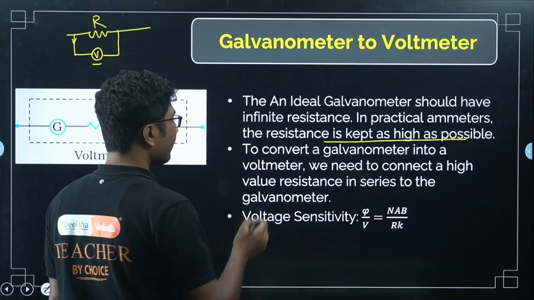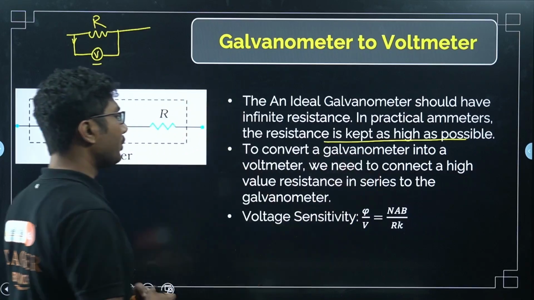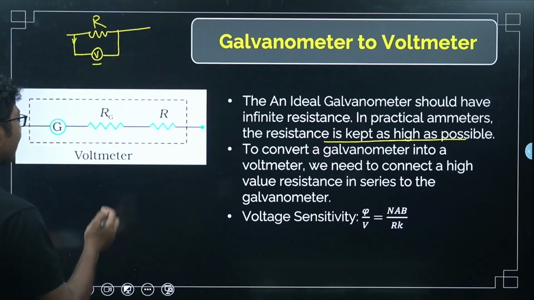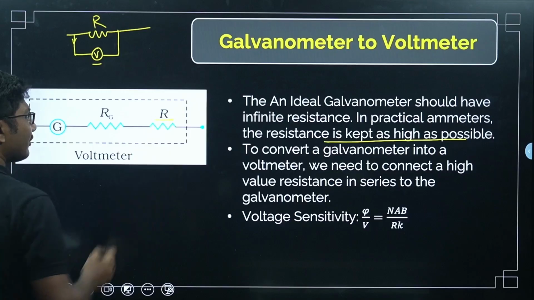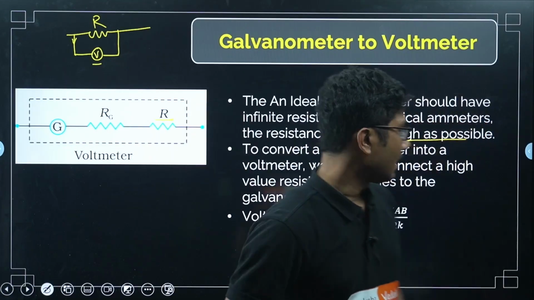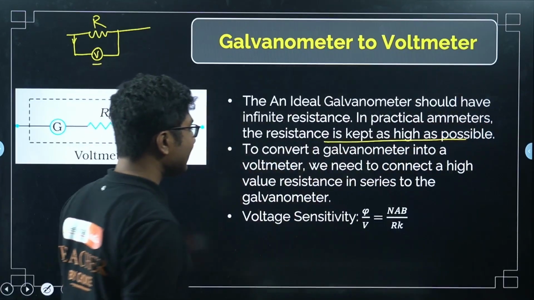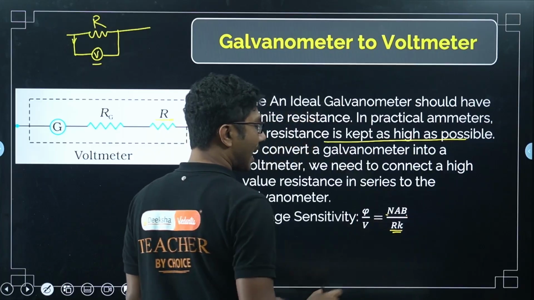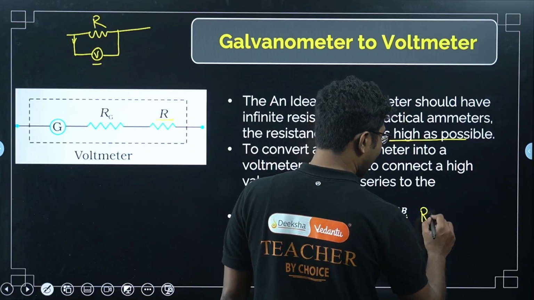Okay, to convert a galvanometer into a voltmeter, we need to connect a high value resistance in series to the galvanometer. This is the very high value resistance. It does not have any name like in the case of an ammeter, and the voltage sensitivity is given by NAB divided by RK, where R is the resistance of the galvanometer.